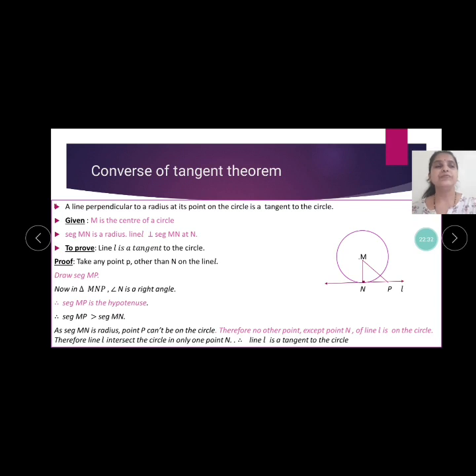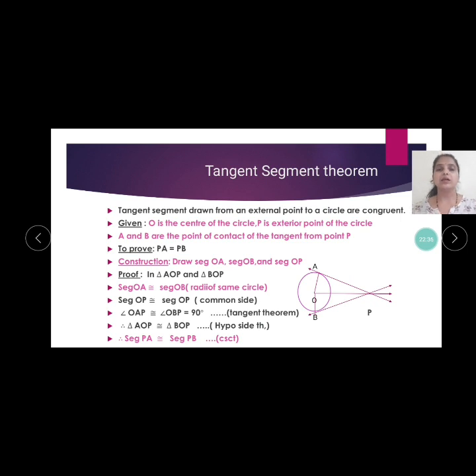Now here we have taken a point P as the external point and a circle with center O. Now we have drawn two lines which are touching the circle at points A and B. So PA and PB are tangents to the circle. Okay. Now what we have to do is prove that segment PA is equal to segment PB.